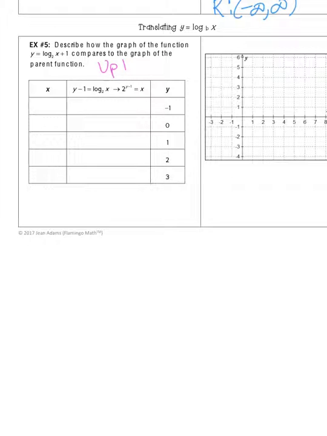So we're going to start with, and I would prefer to, I like my log on the left. So I'm going to flip the equation around and write it log base 2 of x plus 1 is equal to y.